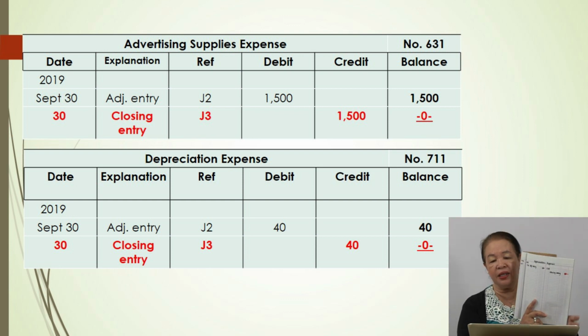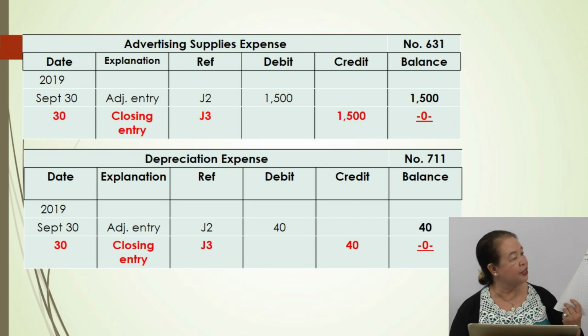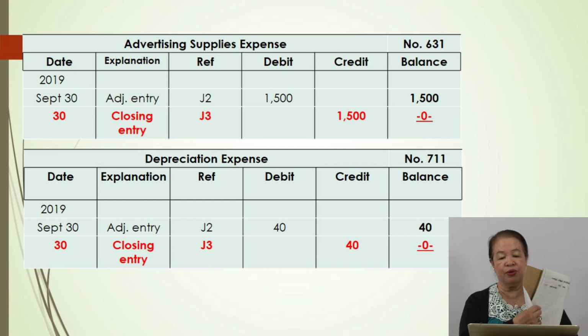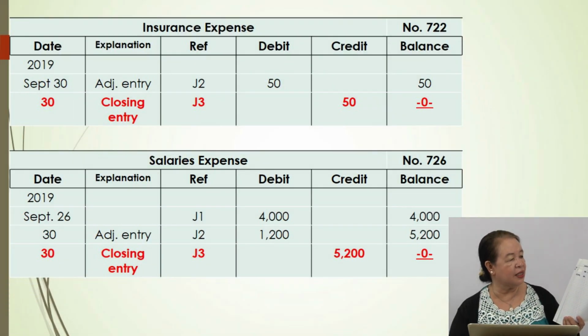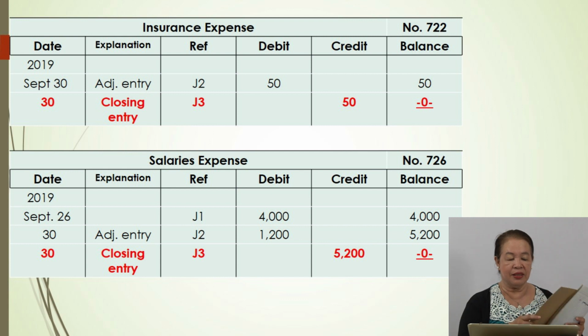And then we have depreciation. Debit tayo ng 40. And then closing entry tayo ng 40 for the depreciation. No? Closing entry natin is credit to close the depreciation expense. So, zero na siya. Bakit saan natin siya dinala? Doon sa income summary. Yun yung nagpa-zero out sa kanya dyan. Salary expense natin is 5,200, no? So, yung closing entries natin is 5,200. So, zero na rin yung ating salaries expense.